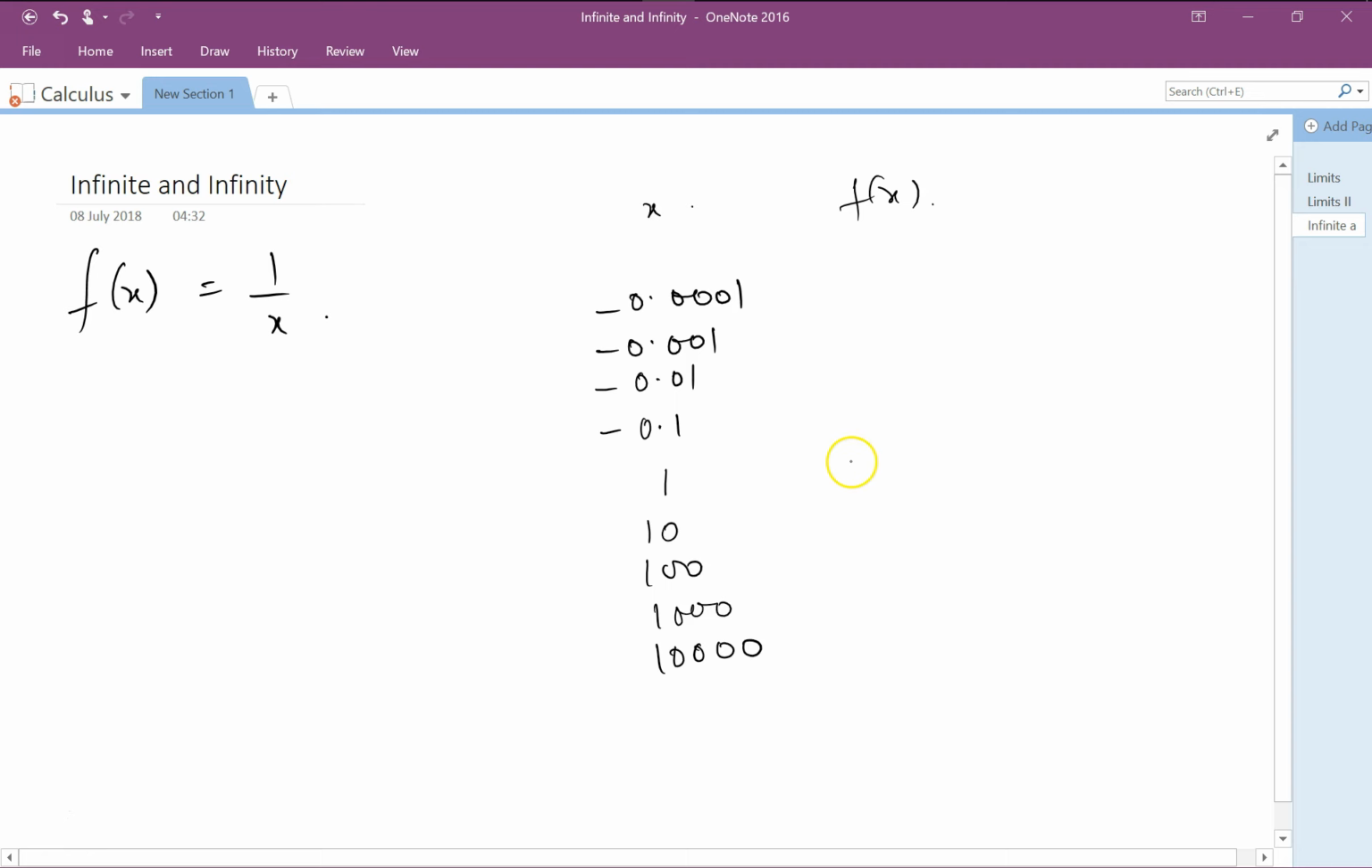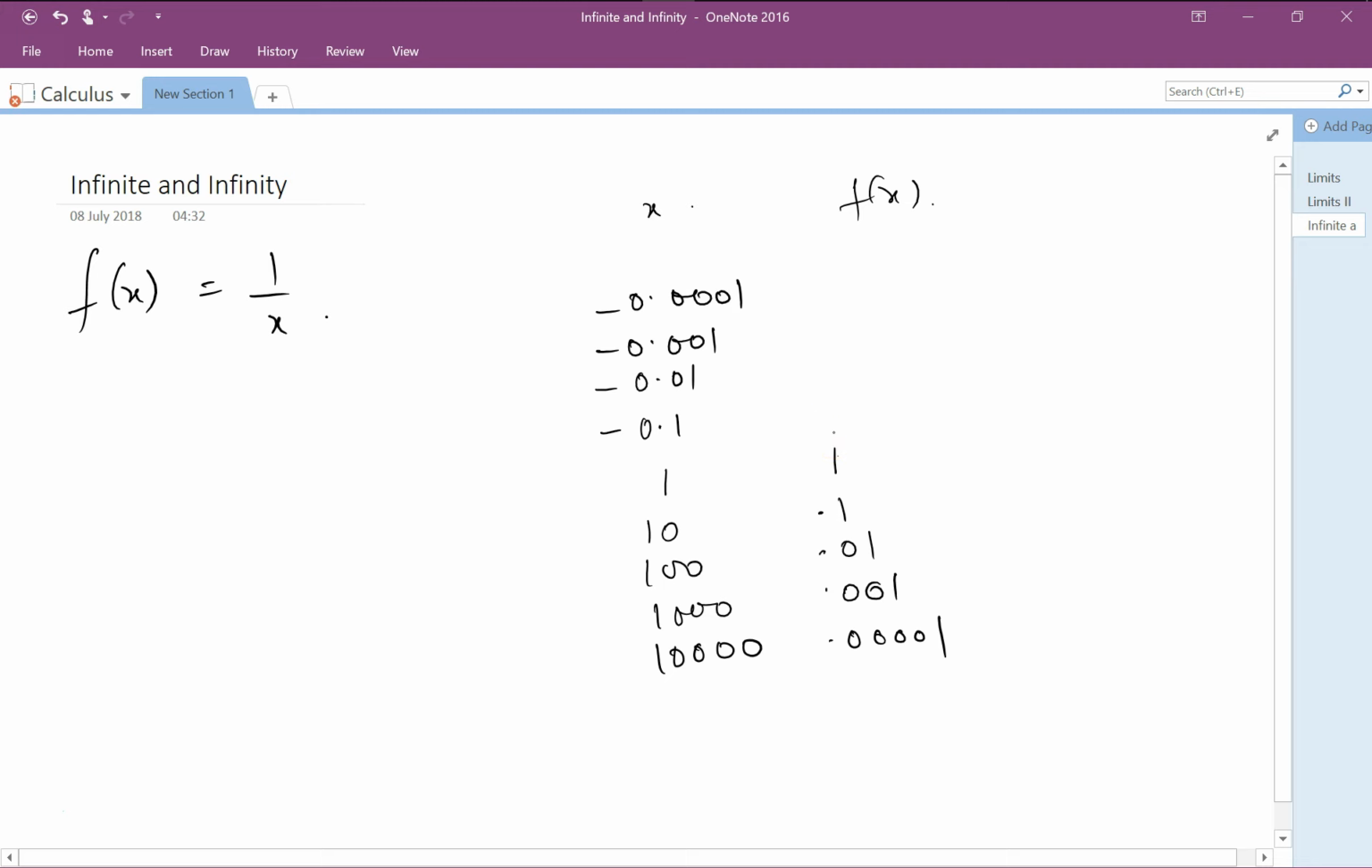Okay, so what will be the value of f of x when x is 1? When x is 1, 1 by 1 is 1, perfectly fine. When x is 10, 1 by 10 is 0.1, 1 by 100 is 0.01, 0.001, 0.0001. Okay, here what will happen? Negative side.